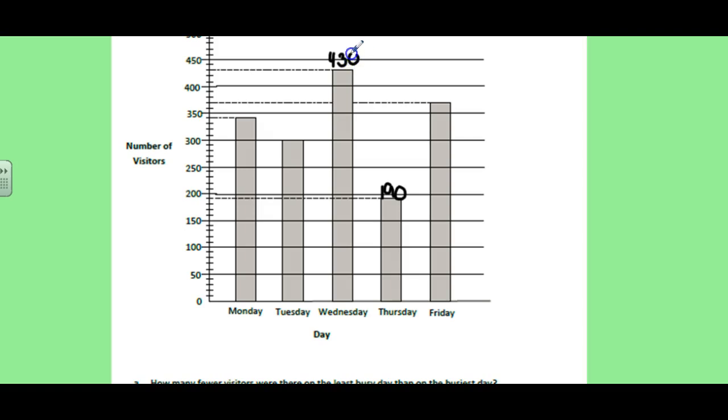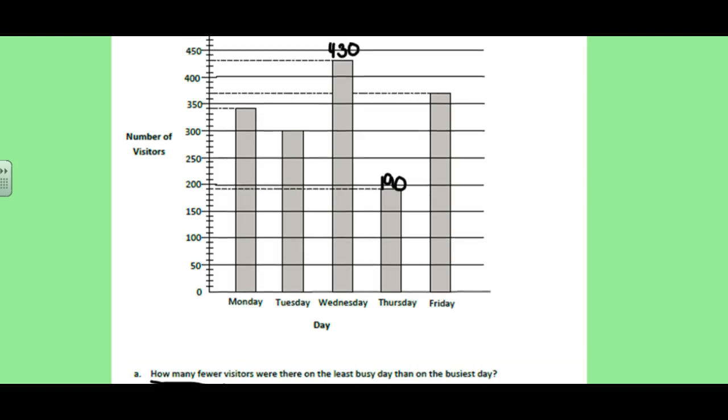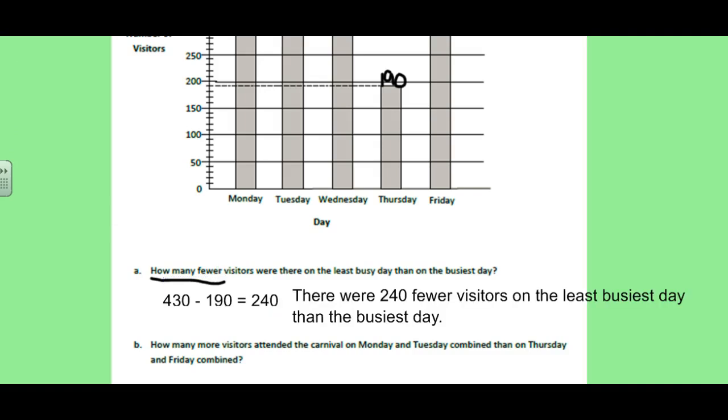So that way I know that I'm going to be working with the numbers 430 and 190 to be able to answer this question. Whenever it says how many fewer, that's very similar to how many more. So we are going to be subtracting to be able to answer this question. So we're going to subtract 430 and 190. I want you to subtract those numbers on your paper and then answer this question in a complete sentence. So when you subtracted 430 and 190, you should have gotten 240. So the answer to the question is there were 240 fewer visitors on the least busy day than the busiest day.